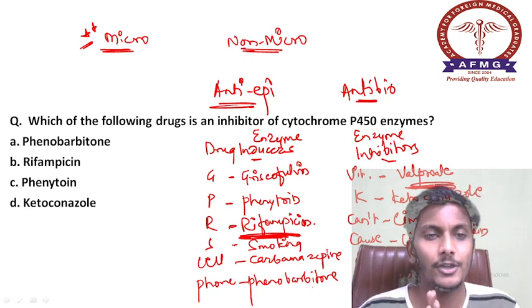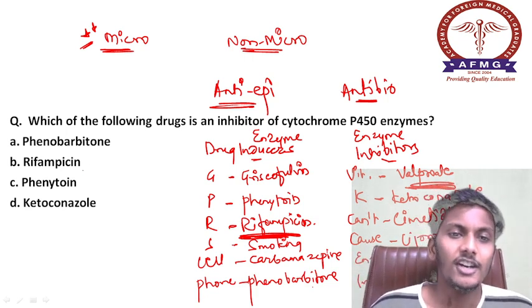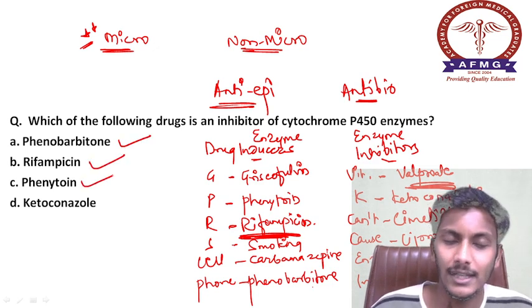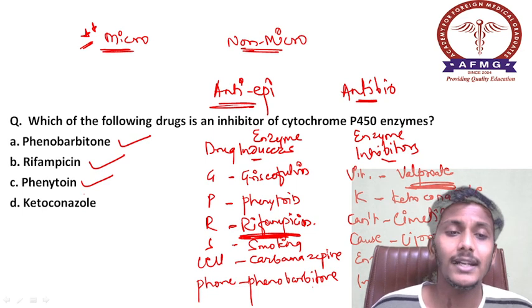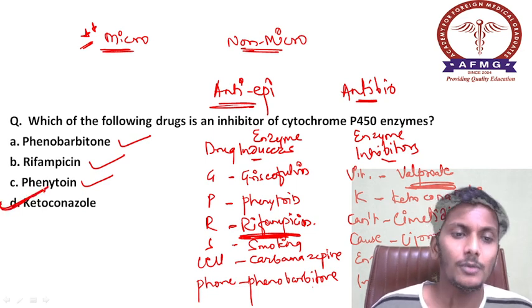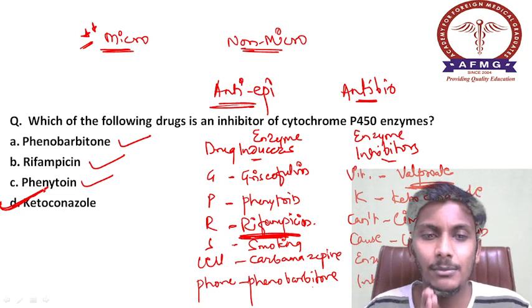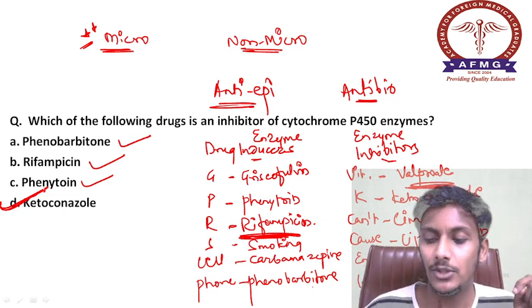Okay, please, important. So over here we can see phenobarbital, enzyme inducer, rifampicin, enzyme inducer, phenytoin, enzyme inducer. So which is the exception? It is your ketoconazole. So please remember the answer over here was option D, ketoconazole, which is an enzyme inhibitor. Rest all are your enzyme inducers.